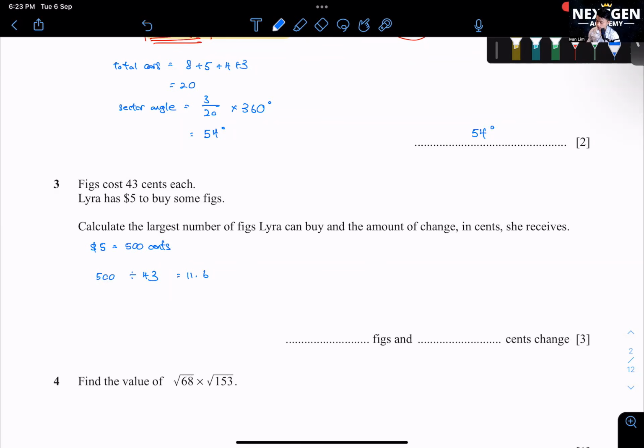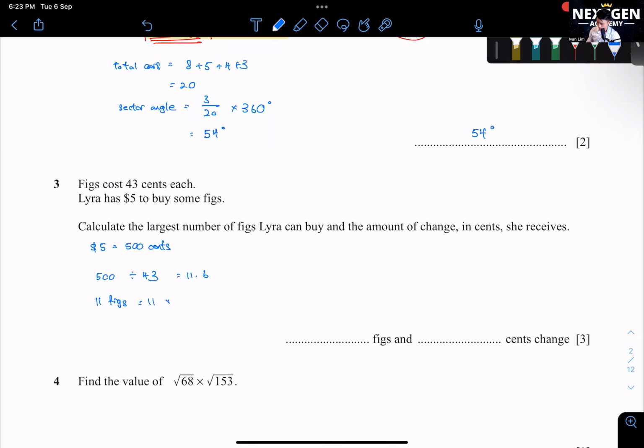But imagine you go to the store. Will they give you like 0.6 fixed? No, right? So you can only buy 11 fixed, and then you find out what's the remainder. What's the remainder? So you can buy 11 fixed. 11 fixed will be how much?